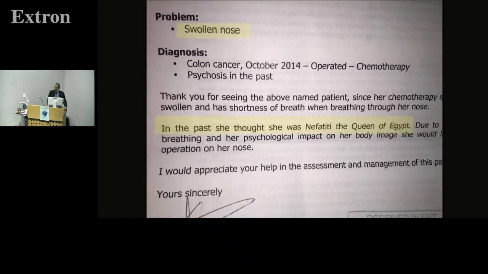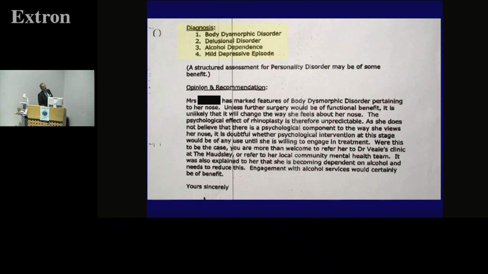This is a very recent one, only a few weeks ago. A letter was sent to me. The patient has a swollen nose. In the past, she thought she was Nefertiti, the Queen of Egypt, who has the most symmetric face. I'll show you later. Did I operate? Definitely not. Here she is. Here's the diagnosis of a patient who wrote me all these things and said she has people in her forehead, after I sent her to psychiatry. Unfortunately, this was after the surgery.